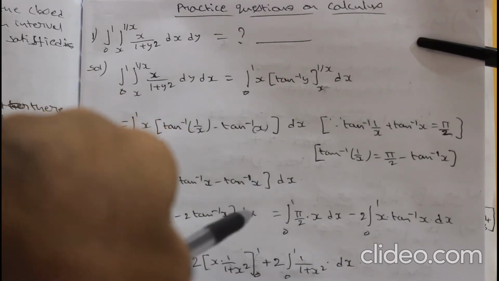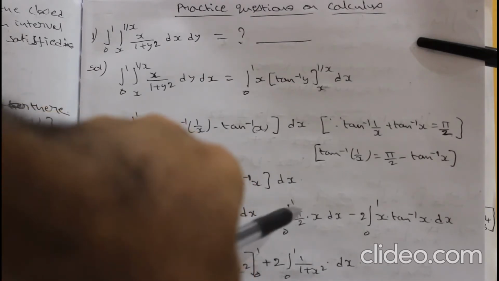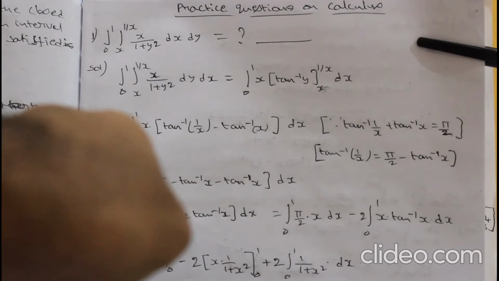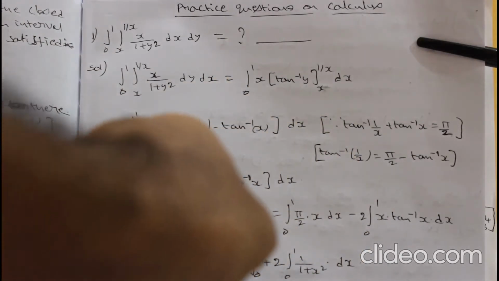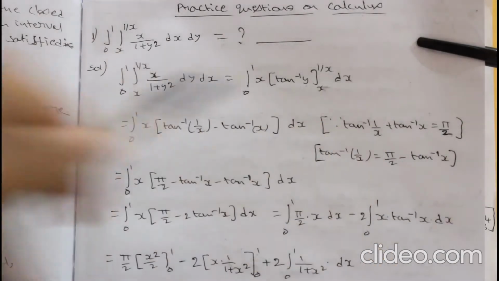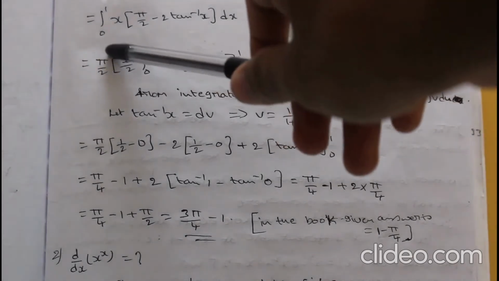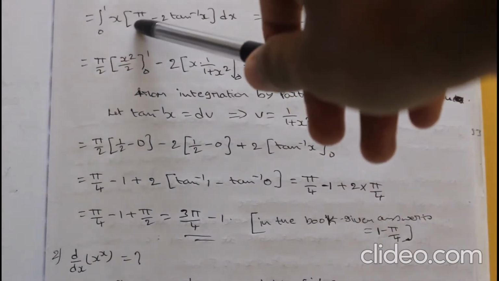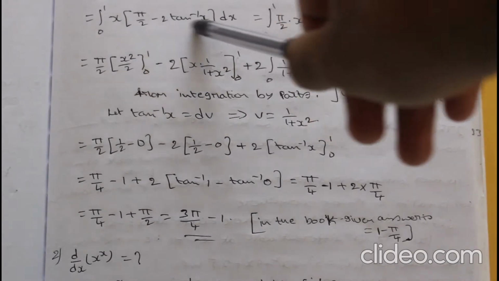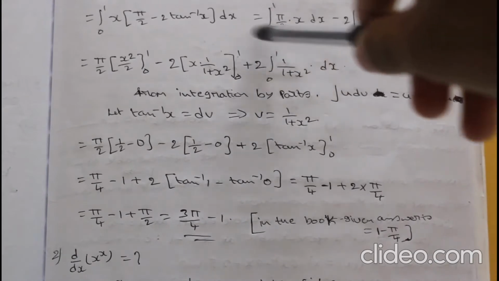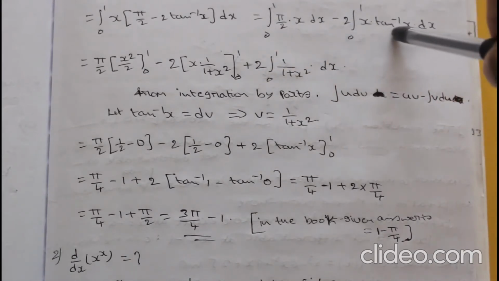So that is equal to integral from 0 to 1, separating these terms, pi/2 into x dx minus 2 into integral from 0 to 1 of x tan inverse x dx, after multiplying x. After separating the terms: integral from 0 to 1 of pi/2 x dx minus 2 integral from 0 to 1 of x tan inverse x dx.